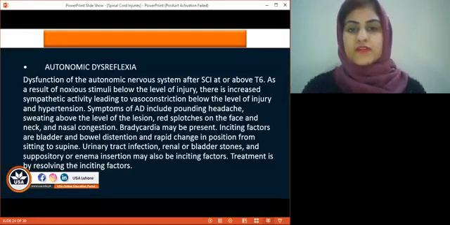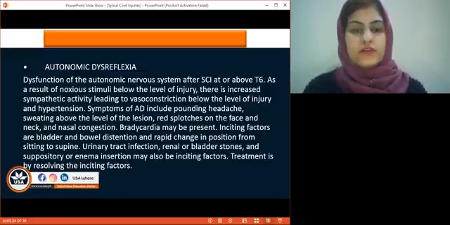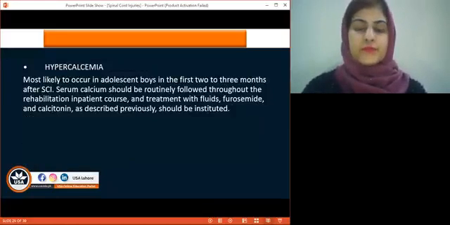So autonomic dysreflexia is just the increased sympathetic activity that leads towards the vasoconstriction below the level of injury and also the hypertension. So as a result of noxious stimuli, two things are going to happen: the vasoconstriction below the level of injury and hypertension.